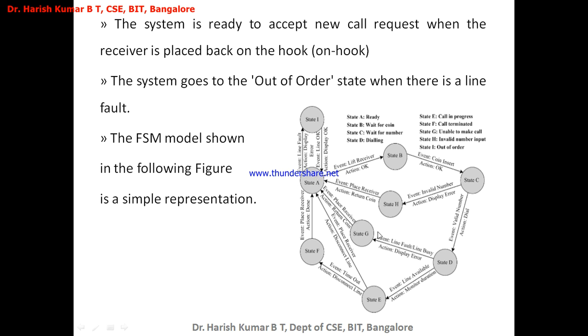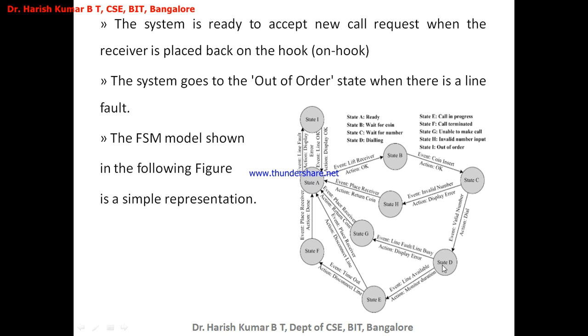In between I have two more states here. Say we are in state C, that is waiting for a number. If I key in an invalid number, a display error will come, and it comes to state H. What is state H? It is invalid number input. Then again you have to place the receiver back, and you get into the ready state again.